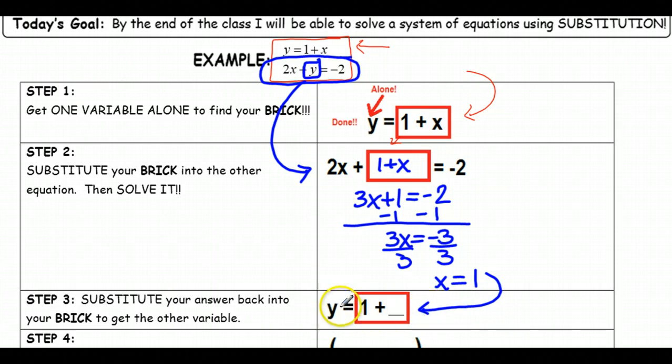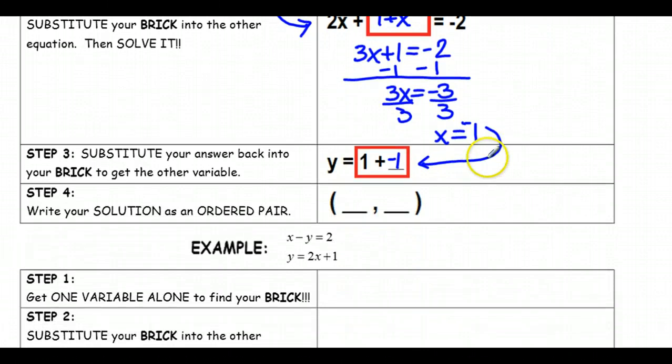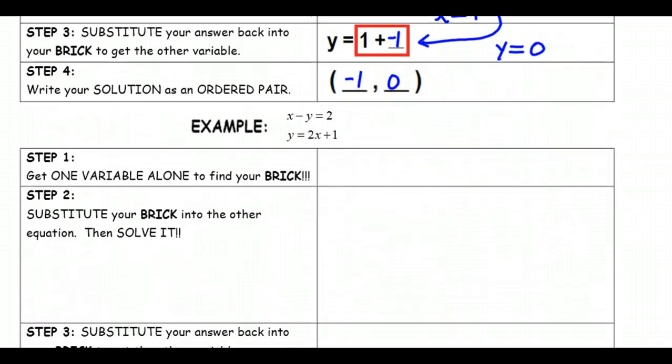So y equals 1 plus x, which we now know is, whoops, that should be a negative 1, not positive. Negative 1, and I'm just going to scroll down for some space. I know when I plug in negative 1 that y equals 0. So our solution to this linear system is negative 1, 0. Alright, let's go ahead and take a look at example number 2.